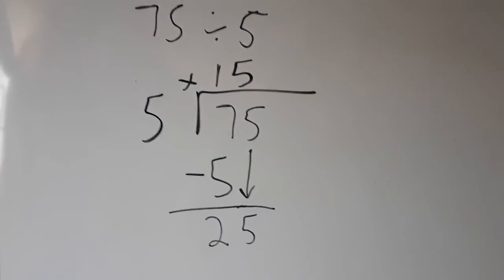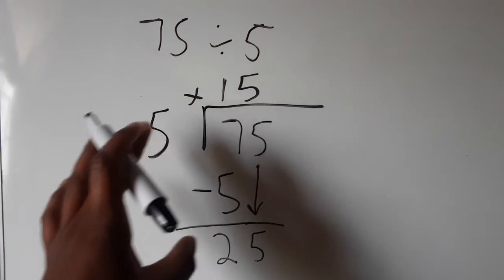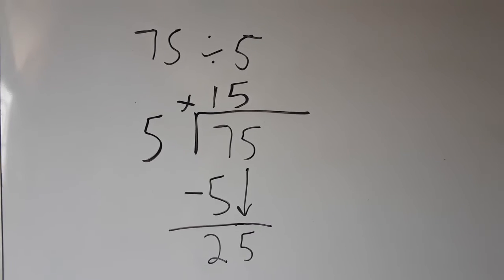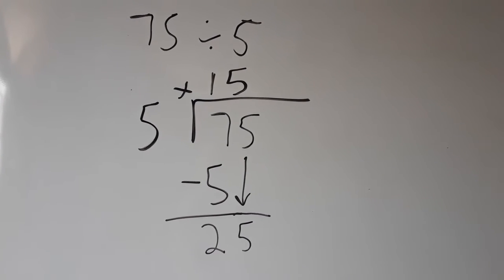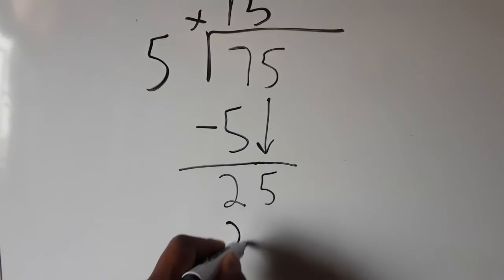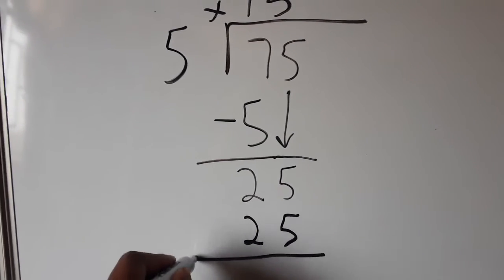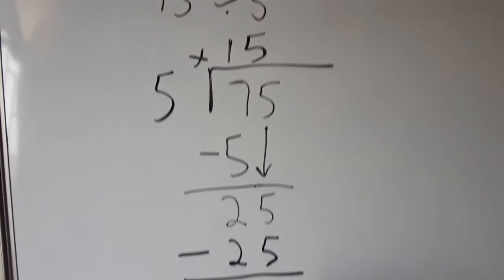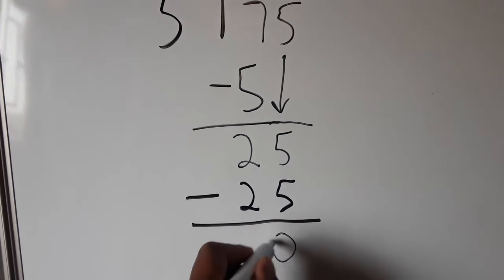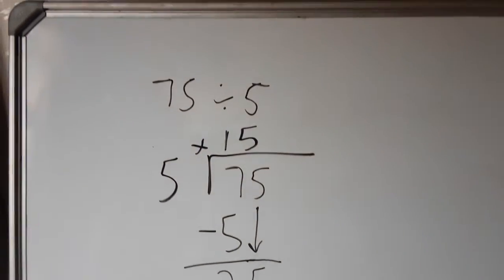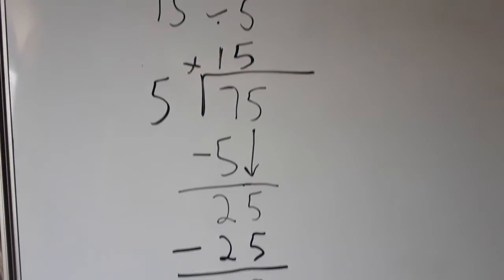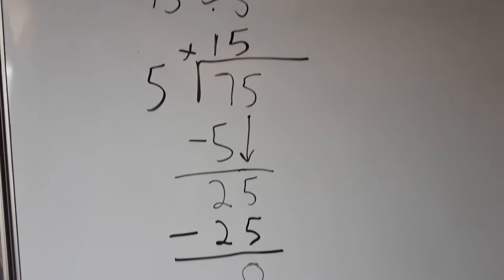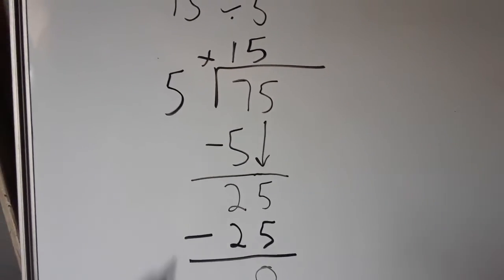Then after that, we're going to say 5 times 5, which is going to give us 25. So 25 minus 25 is going to give us 0. So therefore, our final answer is 15. 75 divided by 5 is 15. This is our final answer there on top, the 15.